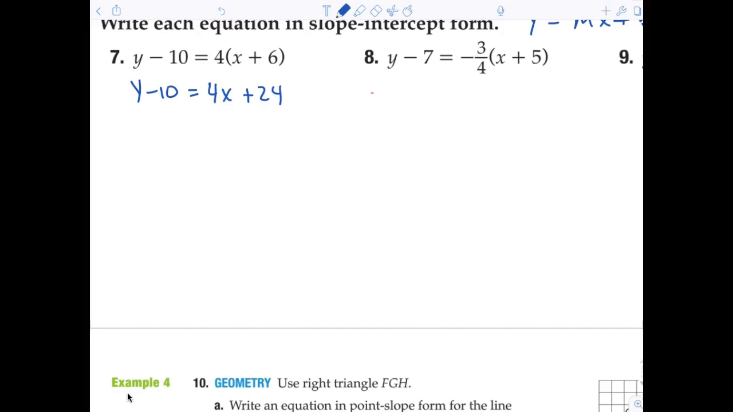Now what do I need to do? Bring the 10 over, which means I'm going to do what? Add 10. So my final answer, y equals 4x what? Plus 34.